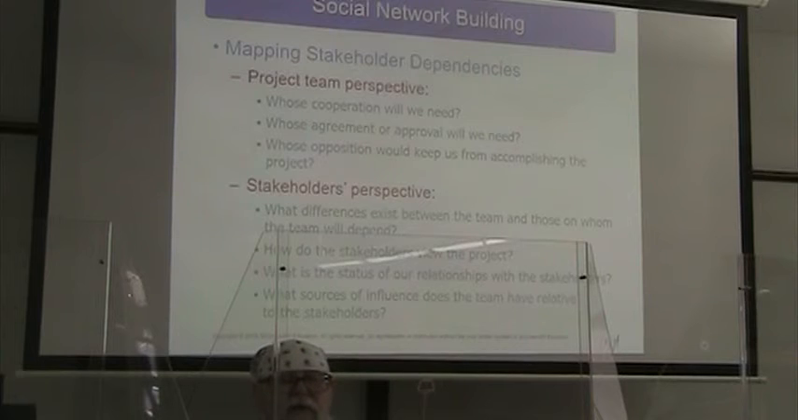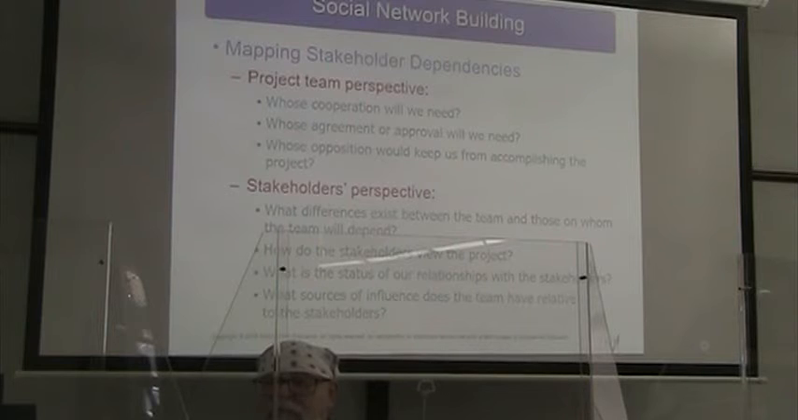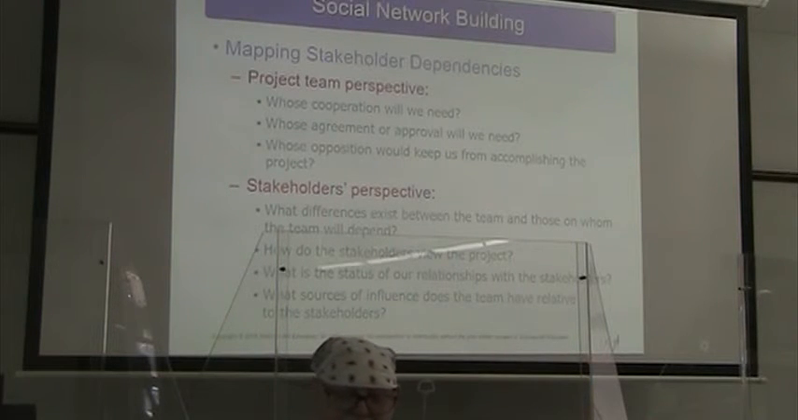From our stakeholders' perspective, they're going to be worried about what is the relationship between our team and the people that our team is going to depend on. Are they going to be able to cooperate? Do they work well together? Or do they have a mark on their report card that says does not work and play well with others? Exactly where are we sitting with that?